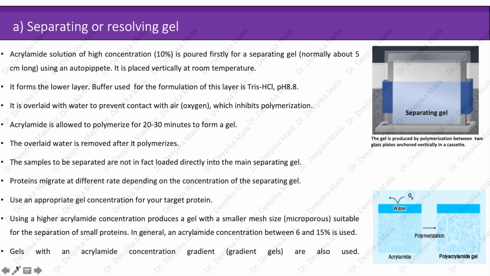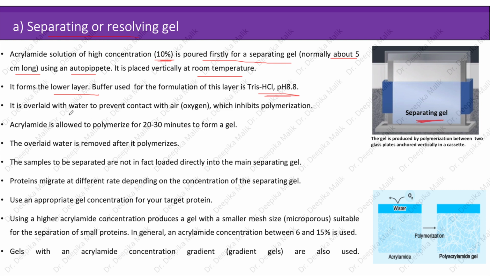Now, the first type of gel is the separating or resolving gel. Acrylamide solution of higher concentration, about 10%, is poured first for a separating gel, normally about 5 cm long, using an autopipette. It is placed vertically at room temperature. It forms the lower layer. The buffer used for the formulation of this layer is Tris-HCl of pH 8.8.